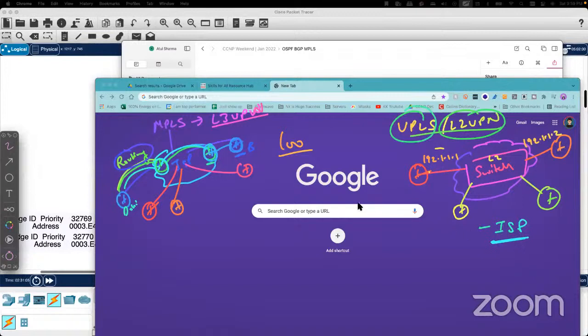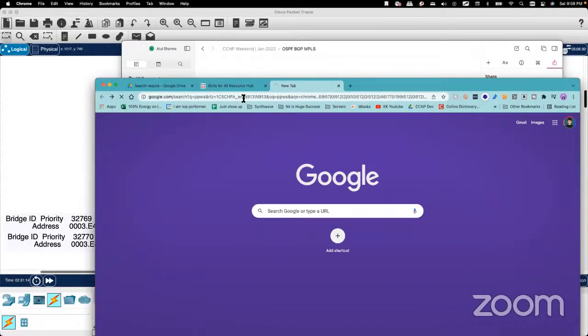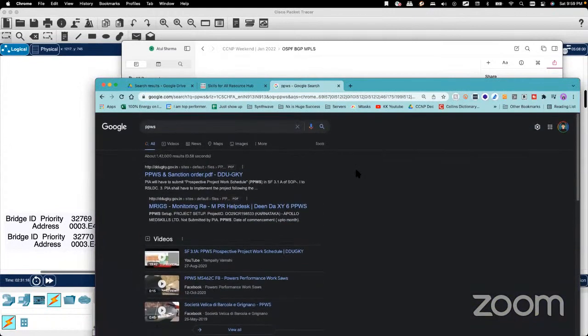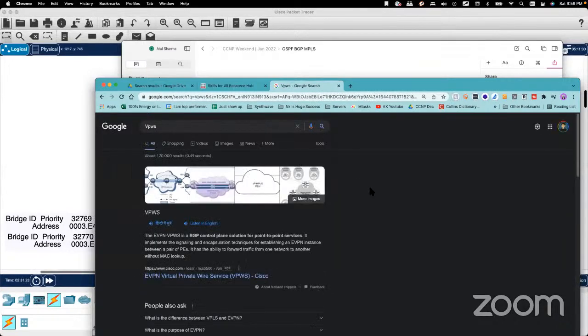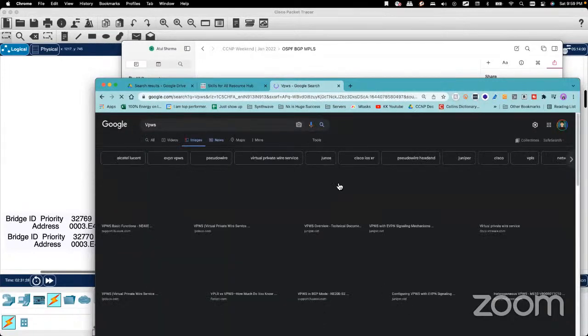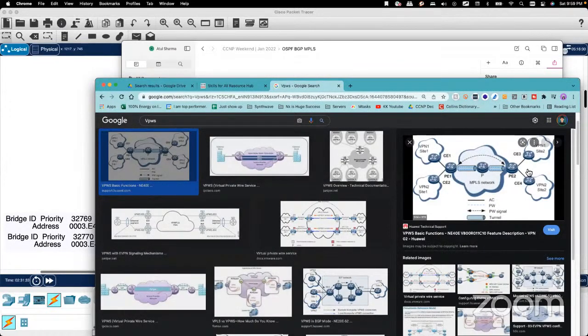Sir, what is VPWS? VPWS, okay, you are asking. It's the same technology which I just discussed, L2 VPN. It's like a part of it. You can see the customer routers are connecting their locations with each other. You can say this is like L3 or L2.